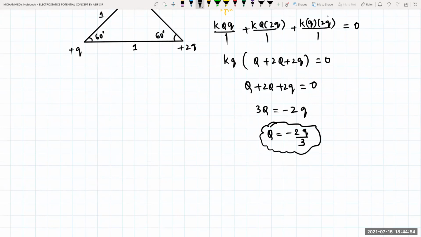Got the idea how to do the problem related to that one? Yes, sir. So if three charges are given, that is the basic condition to do the problems related to this. Clear? Yes, sir.